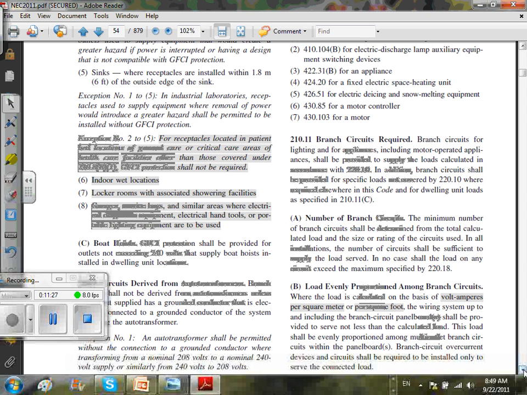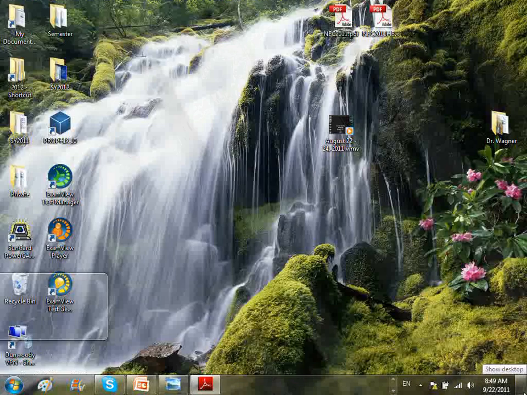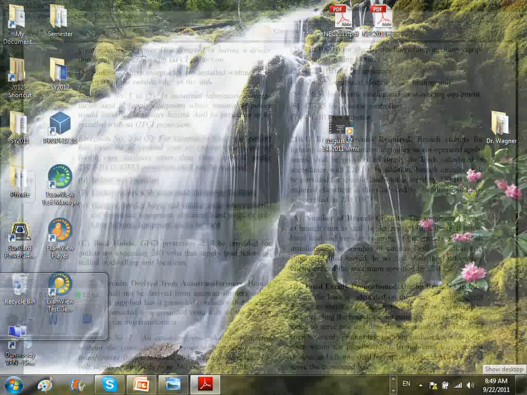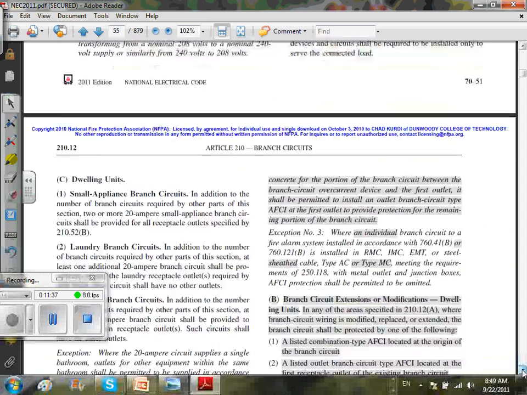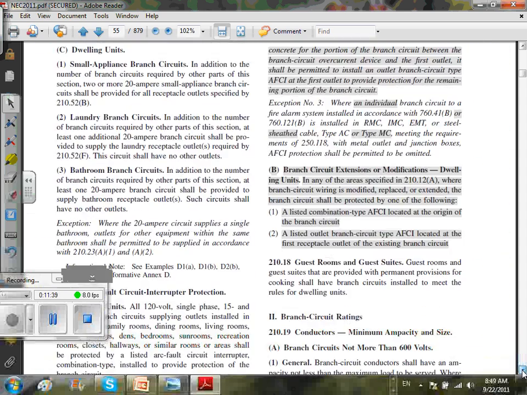Absolutely. Okay, one more thing, guys, before I move on to the arc fault circuit interrupter, any question about the GFCI locations? The other thing I want to highlight here, if you do me a favor, if you have not highlighted this, please go all the way to 210.12.